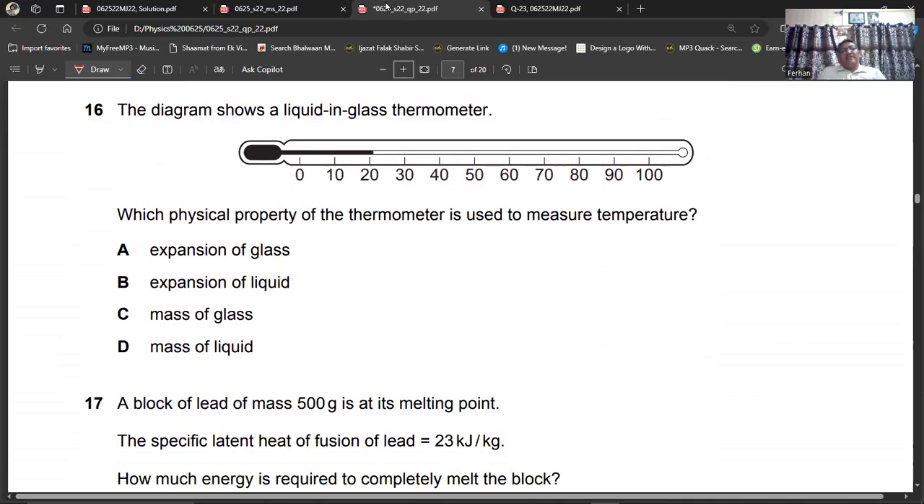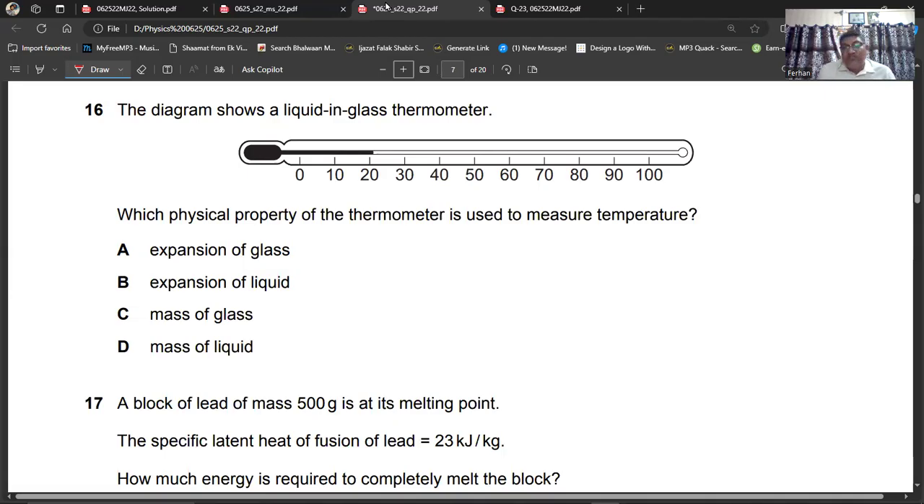Question number 16. The diagram shows a liquid in glass thermometer. Which physical property of the thermometer is used to measure temperature? You see, in this thermometer, for example, the thermometer has a liquid in it. For example, it's mercury. And when the temperature changes, the expansion in the mercury also changes. So the expansion of the liquid in this case is an indicator for the temperature.